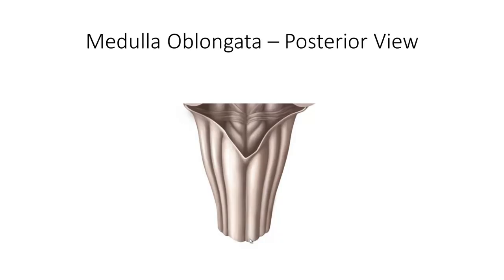Looking at the posterior view now of the medulla oblongata, we can see the more lateral prominent structures are going to be our cuneate tubercles. These are going to hold our cuneate tracts. Medial to that is going to be our gracile tubercles, which are going to hold our gracile tract. We also have our floor of our fourth ventricle.